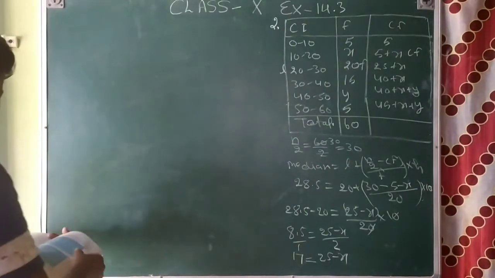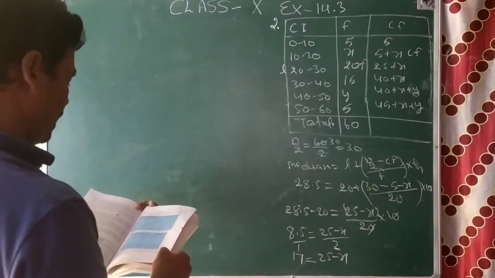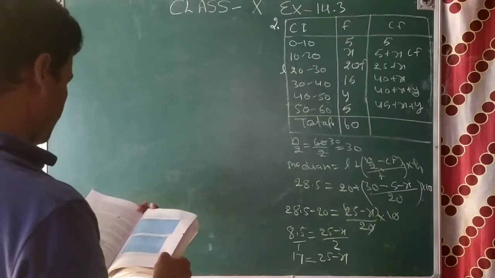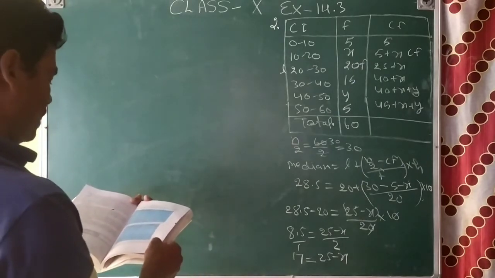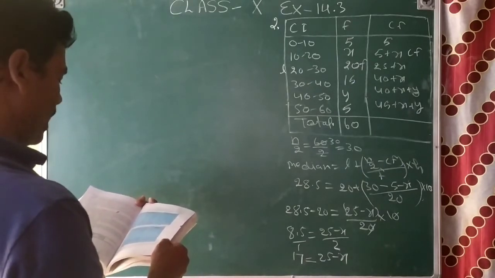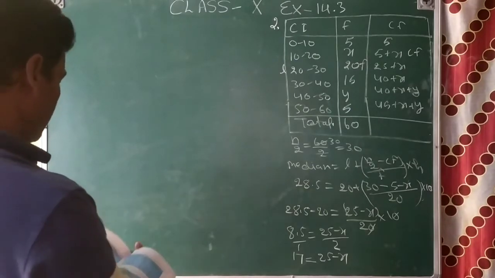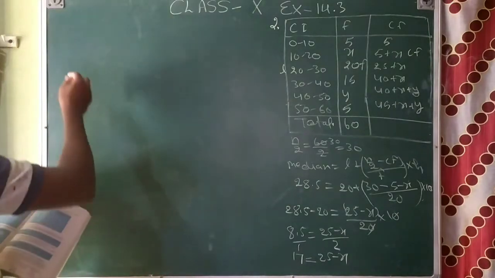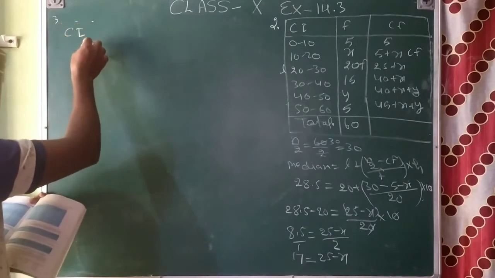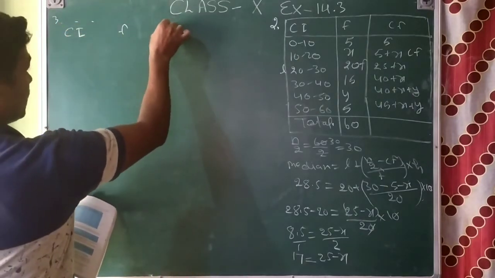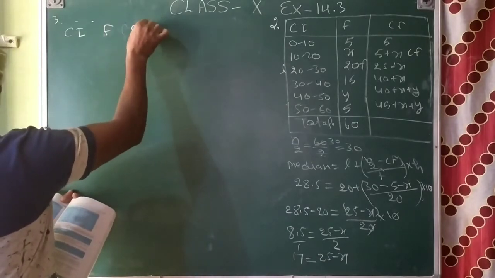the third question also. A life insurance agent found the following data for distribution of age of 100 policy holders. Calculate the median age if policies are given only to persons having age 18 years onward but less than 60 years. So you are looking at the table here. Third question, so how you will prepare the table: that is the class interval, and then this is the F, and this is the CF.